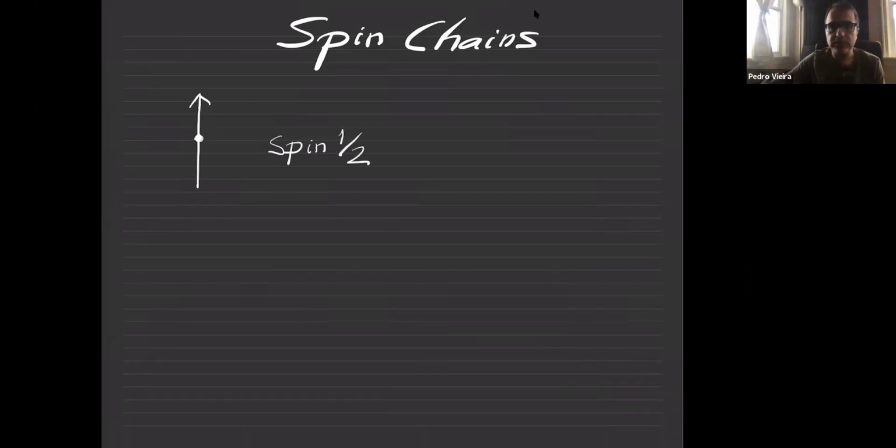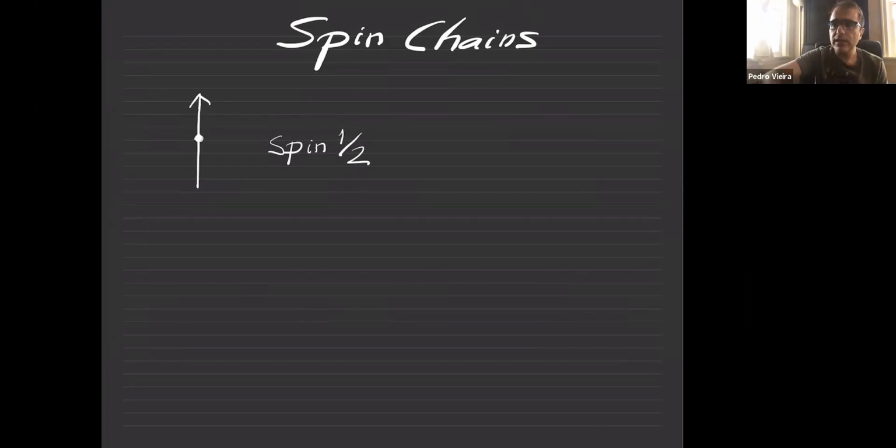First of all, let's remember what a spin is. A spin is a discrete degree of freedom. It's a very quantum mechanical thing. And we can imagine having a spin at a given point. The simplest possible spin would be what we call a spin 1/2. It's a spin that can be up or down.